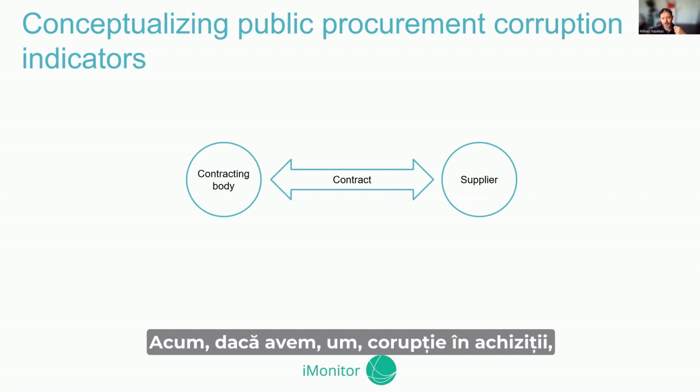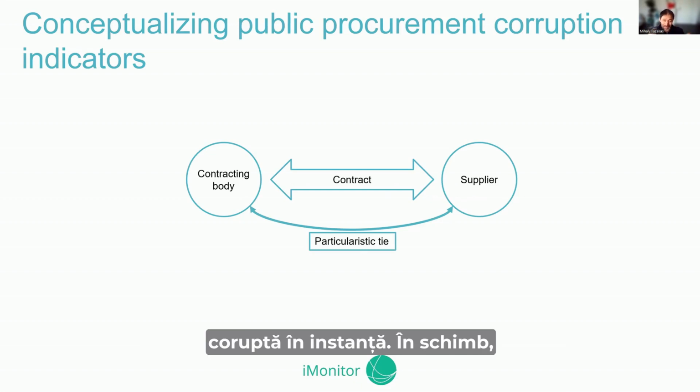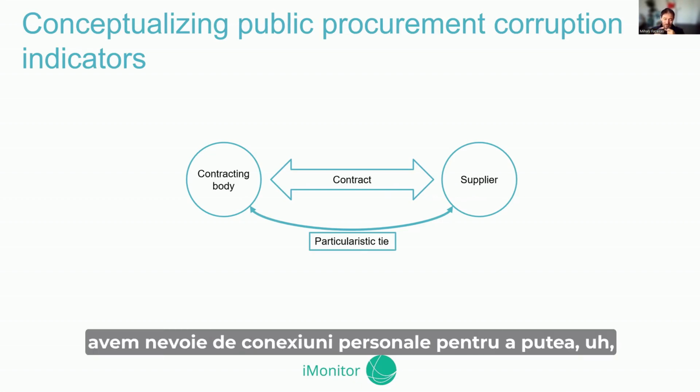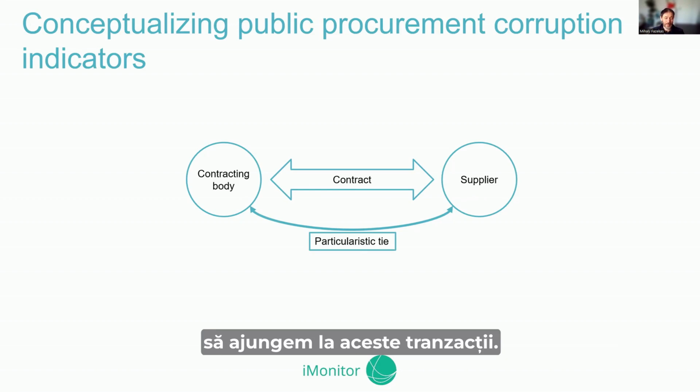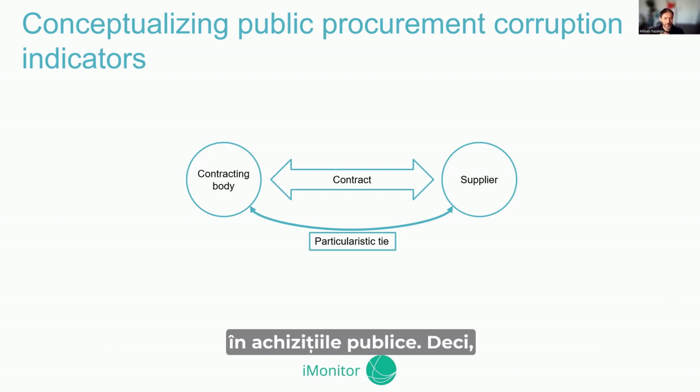Now, if we have corruption in procurement, there is a particularistic personal tie, right? So we cannot enforce a corrupt deal at court. Instead, we need personal connections to be able to make those deals happen. So these would be the four main elements of a corrupt deal, partially formal, partially informal in public procurement.